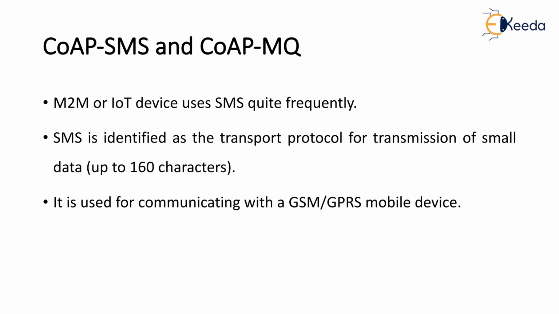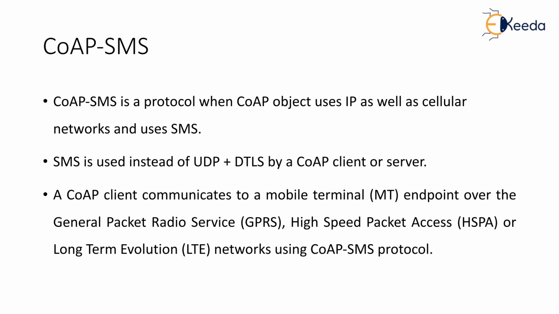So M2M or IoT devices use message queuing quite frequently due to the ROLL environment, that is routing over low power and lossy networks, and also constrained devices which can be awakened only when initiated or when the connection breaks for a long period. So COAP SMS and MQ are the two protocols drafted and recommended by IETF. So COAP SMS is a protocol where a COAP object uses IP, that is Internet Protocol, as well as the cellular networks, and also uses the short messaging service.